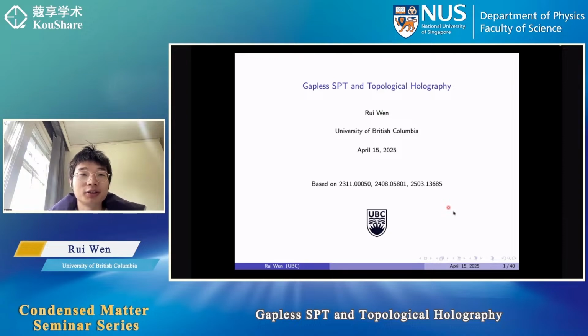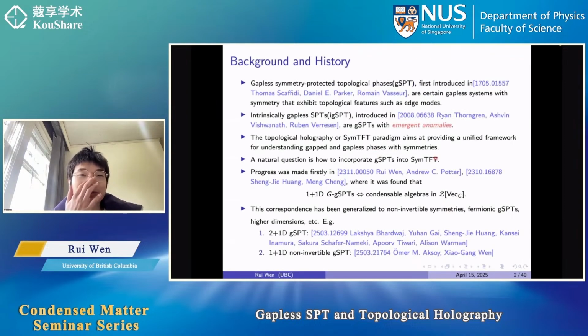Before we start, I want to discuss a little background history. The concept of Gapless SPT, gapless symmetry-protected topological phases, was first introduced in this work by Thomas Scaffidi, Daniel Parker, and Romain Vasseur: certain gapless systems with symmetry that exhibit topological features such as edge modes. Intrinsically gapless SPTs, also called igSPTs, were introduced by Ruben Verresen, Ryan Thorngren, and Ashvin Vishwanath. They are gapless SPTs with emergent anomalies.